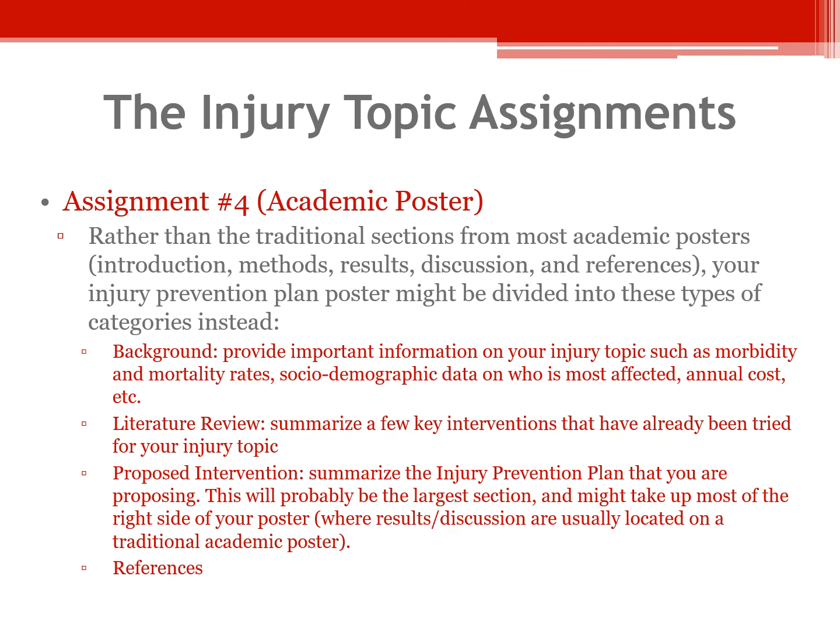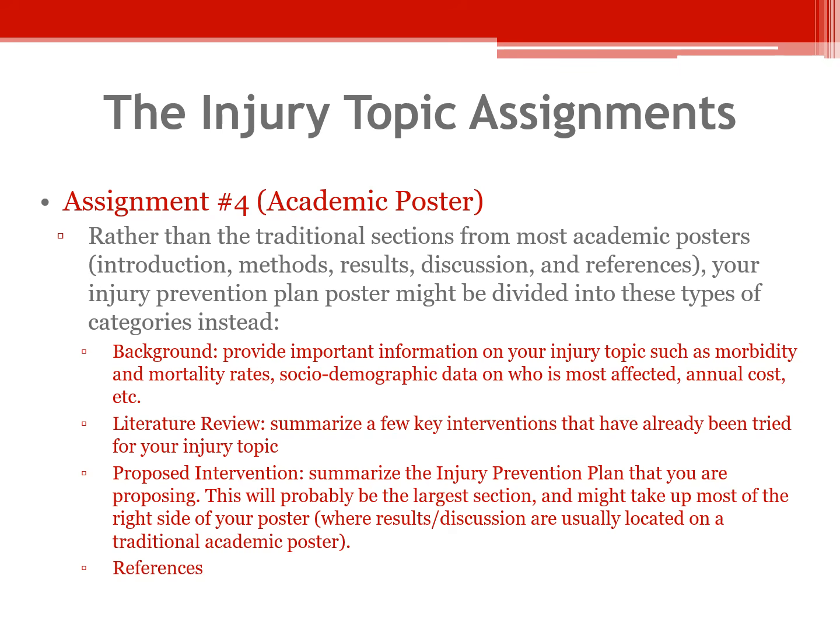It'll have a background on it. This is where you provide important information on your injury topic. Provide some data on morbidity and mortality rates, if it's a subject for which that data is available. Maybe some socio-demographic data on who is most affected. What's the estimated annual cost of injury for this particular injury topic? Just things like that. That's what's going to go into your background section on the academic poster for your injury prevention plan. Then will come a literature review. It doesn't have to be the full literature review, but just summarize a few key interventions that have maybe already been tried for your injury topic.